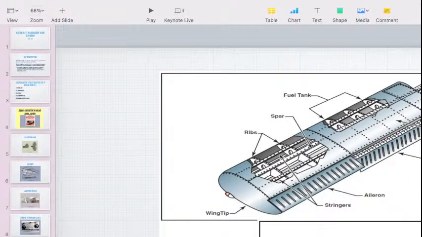A little breakdown of our tail section and wing section. Also with stringers. These are called our wing ribs here. Our wing spar. It's our main spar. So different sections of the aircraft that you guys should be familiar with. So if in the maintenance manual it refers to the wing spar, you know what it's talking about.